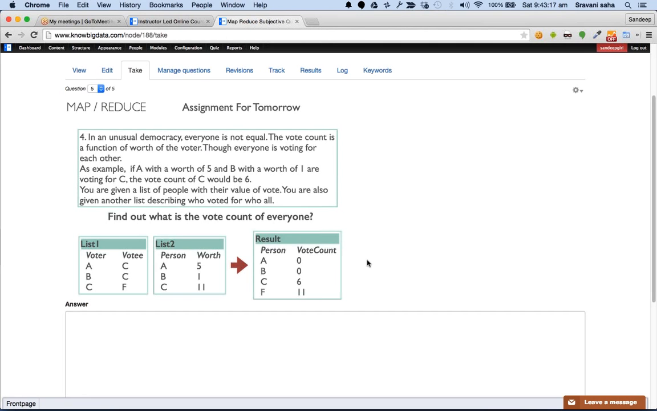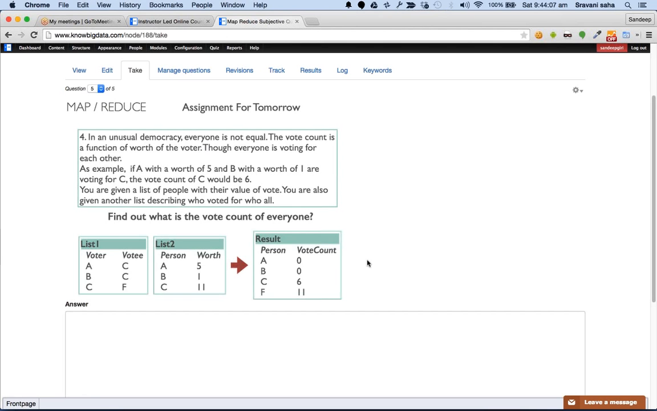for example, in this diagram, list 1 contains who voted for whom, while list 2 contains the person's worth. Okay. And what do we look for? In list 1, A voted for C, B voted for C. That means the vote count of C will be A plus B. The worth of A is 5, B is 1, and therefore the vote count of C is 6, 5 plus 1. Similarly, C voted for F, and C's value is 11, and therefore the total value accumulated by F by virtue of being voted for by C is 11, while nobody voted for A and B, so their value is 0.